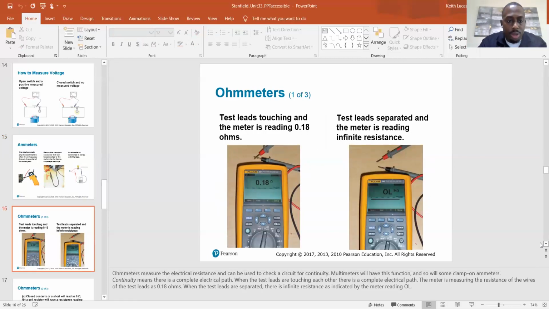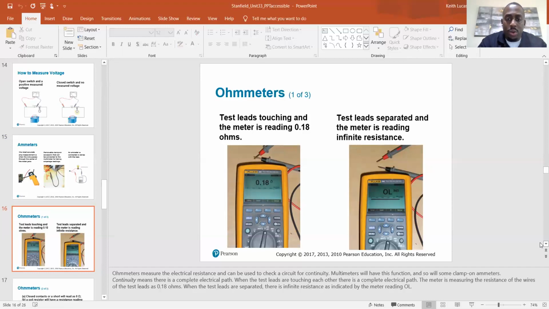Ohm meters. Ohm meters measure the electrical resistance and can be used to check a circuit for continuity. Multimeters will have this function, and so will some of the clamp-on ammeters. Continuity means there is a complete electrical path. When the test leads are touching each other, there is a complete electrical path. The meter is measuring the resistance of the wires of the test leads at 0.18 ohms. When the test leads are separate, there is an infinite resistance as indicated in the meter reading OL.